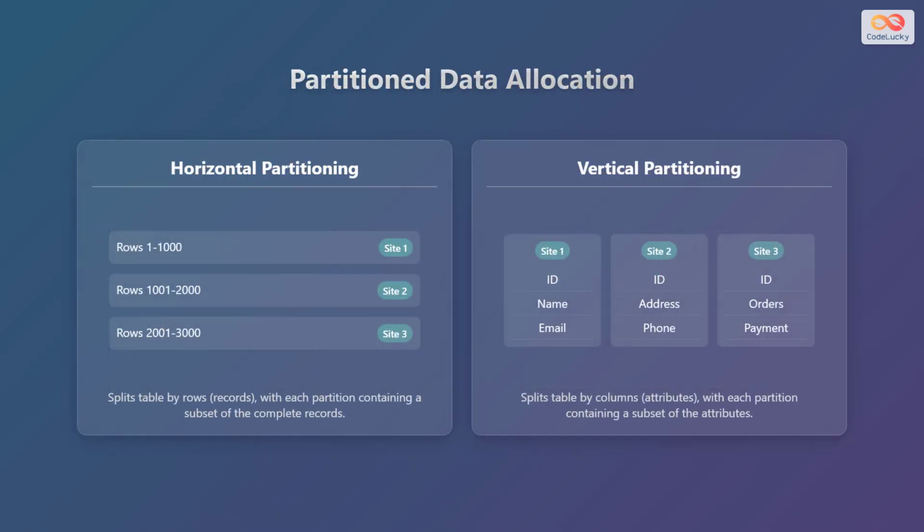Partitioned data allocation divides a database into smaller, more manageable parts. There are primarily two ways to partition data. First one is horizontal partitioning, and the second one is vertical partitioning. Horizontal partitioning splits a table by rows, with each partition containing a subset of the complete records, and in vertical partitioning, the table is split by columns, with each partition containing a subset of the attributes.